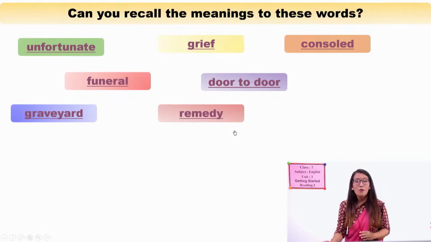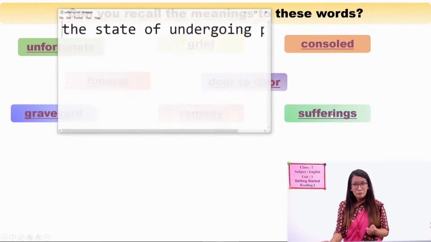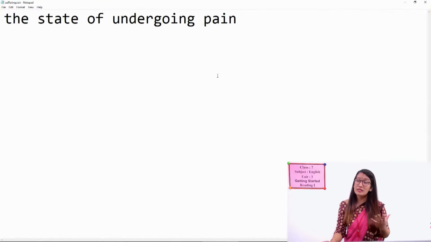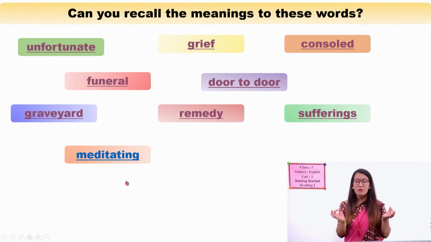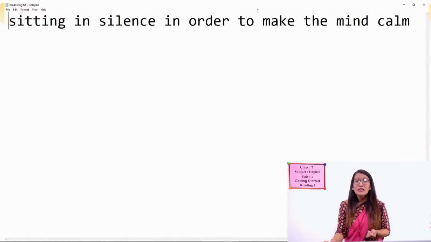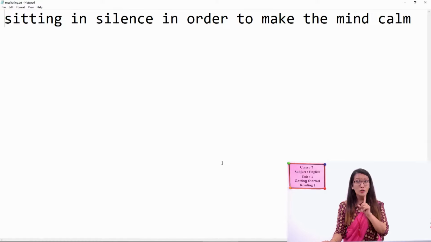Now another word is sufferings. What does sufferings mean? The state of undergoing pain. I am suffering from toothache. That means I have got a lot of pain. That word is suffering. Now another word is meditating. You might know what it means, right? Meditating means sitting in silence in order to make the mind calm. Meditate, dhyan.